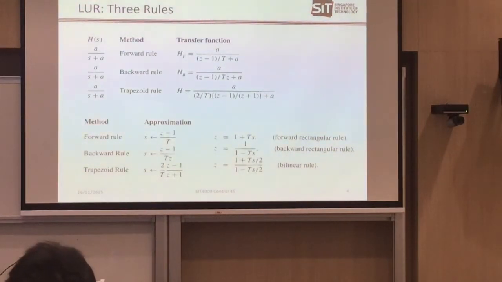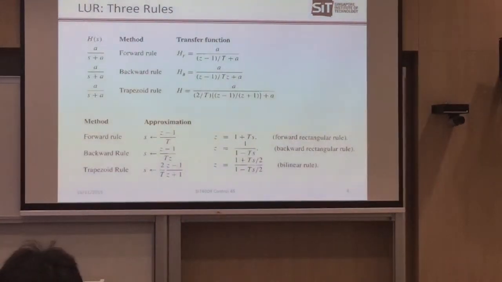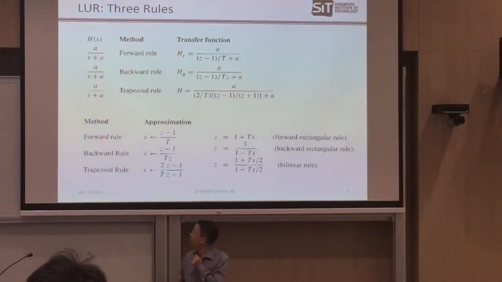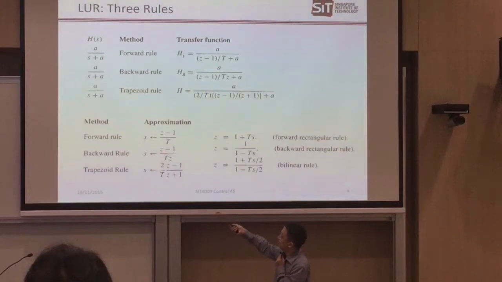Okay, very simple. You have a transfer function, for example, a divided by s plus a. Then you just replace your s by all those approximations for this boundary. Is it simple? It's simple, right? So these are the three methods: forward, backward, and trapezoidal.